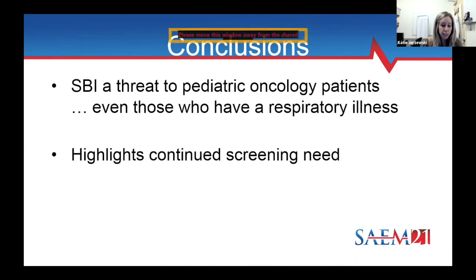So while practices are in place to reduce the risk of SBI, and while patients with identified respiratory infections are less likely to be hospitalized or receive extended antibiotic courses, all pediatric oncology patients still remain at significant risk for bacteremia. This highlights the continued necessity of carefully screening these patients for serious bacterial infections.